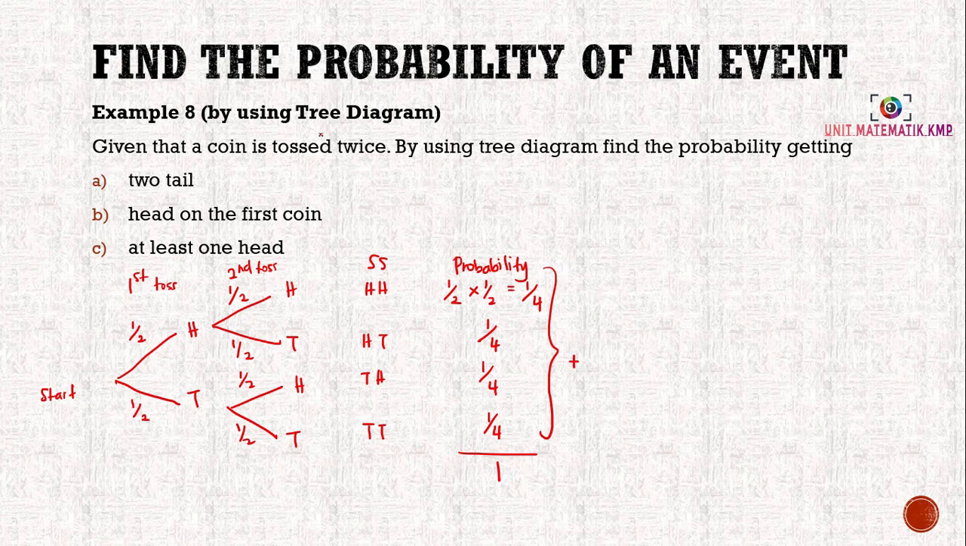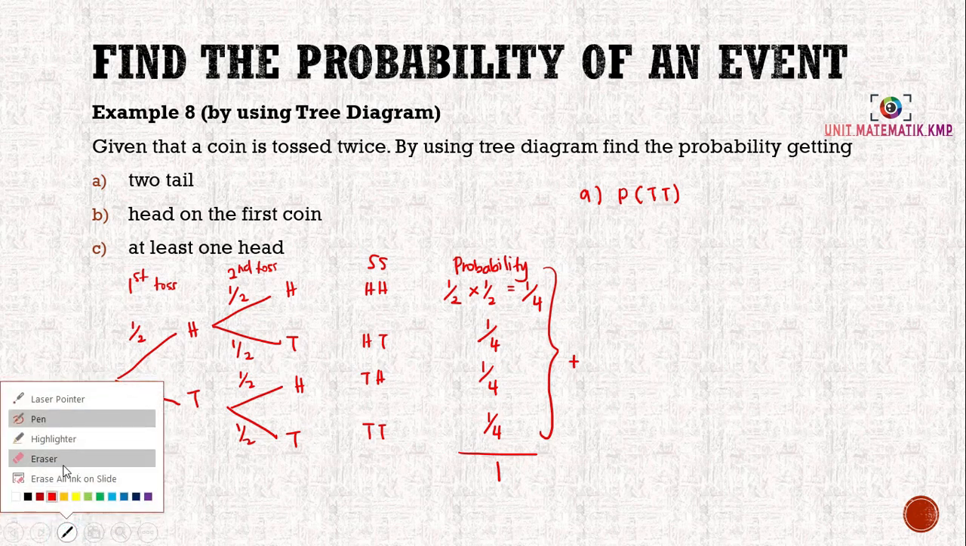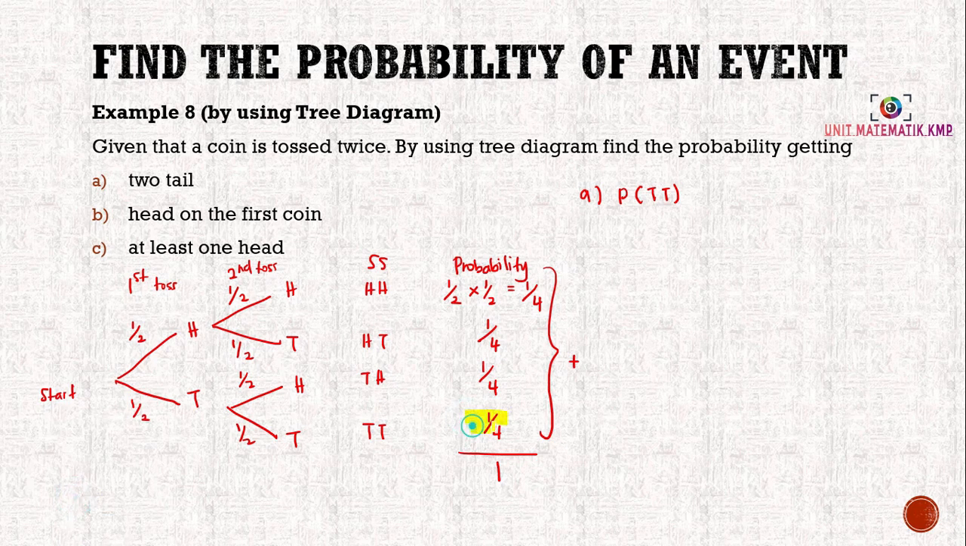Okay, so now we can answer the question for part A. So the probability of getting 2 tails, so maksudnya probability of getting 2 tails, we can have TT. So from the tree diagram, we can say that the probability is 1 over 4. So this is the probability of getting 2 tails. Okay, which is 1 over 2 times 1 over 2, 1 over 4. So we multiply along the branch.